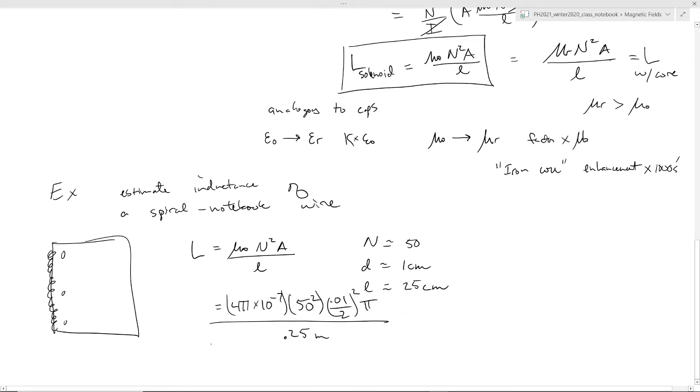And when we crunch those numbers, we find that the inductance would be basically 9.9. So let's just say 10 times 10 to the minus 7. So that would be 1 microhenry of inductance.